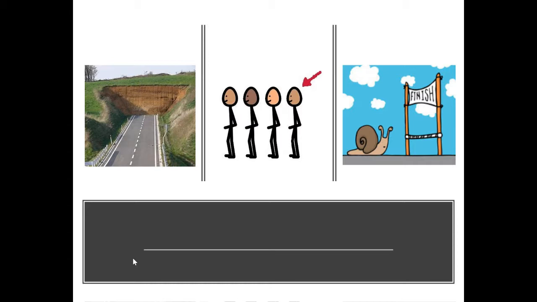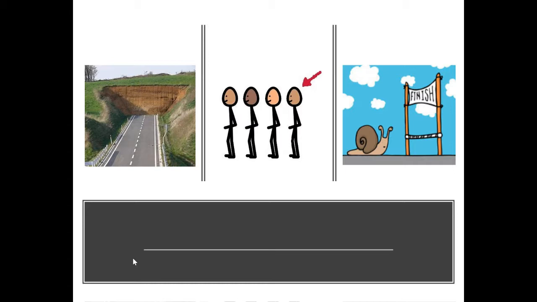Well, in the first picture, I notice a road that suddenly ends. There's like a big wall of dirt. It goes straight into a hill. In the next picture, I notice there's a line and there's an arrow pointing to the last person standing in line. And in the next picture, I notice a snail is coming to the finish line of a race, or the end of a race.